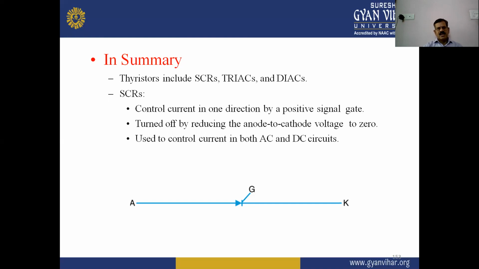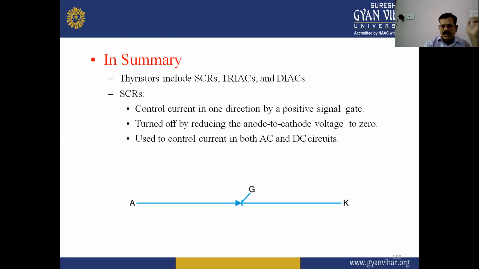In summary, thyristors include SCR, TRIAC and DIAC. These are the thyristor family devices. The SCR controls current in one direction by a positive gate signal. So the SCR is a unidirectional device in which current is controlled by a positive gate signal and turned off by reducing the anode to cathode voltage to zero. The SCR is used to control current in both AC and DC circuits.